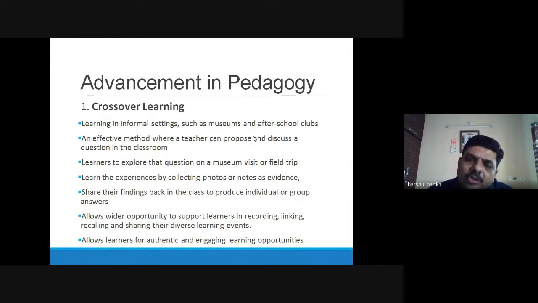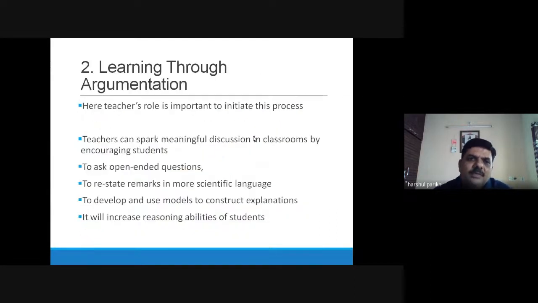Why is it called crossover? Crossover because here there is an amalgamation of a classroom as well as an informal setting of learning. So that's why crossover learning is more fruitful compared to just classroom teaching.